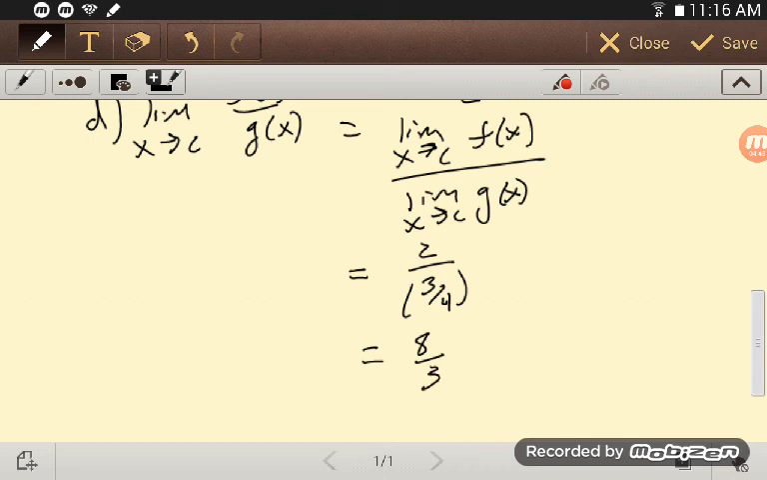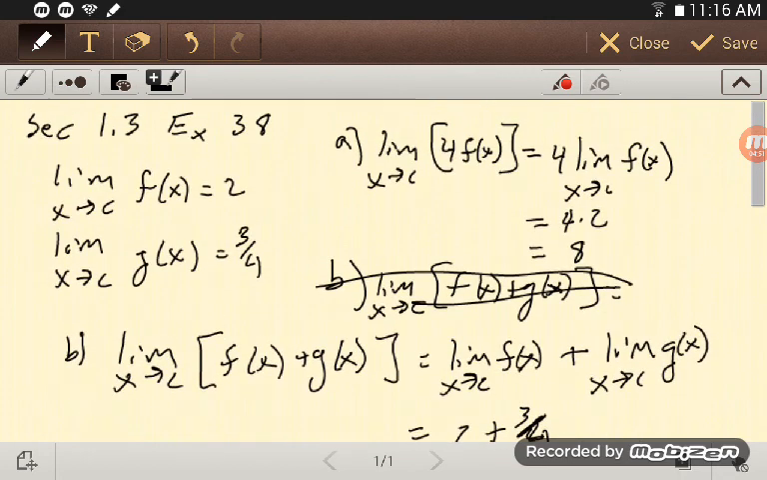Okay, so there we go. A, B, C, and D for number 38.